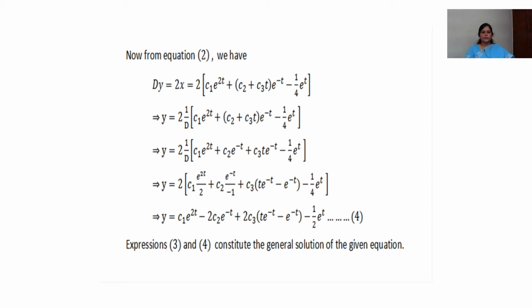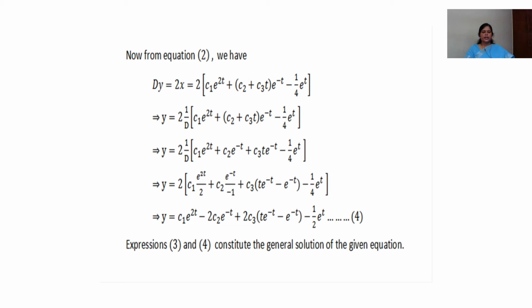So if you go for the simplification and remove the brackets, we'll get the first term is c1 e to the power 2t plus c2 e to the power minus t plus c3 t into e to the power minus t minus 1 by 4 into e to the power t. Now we have 4 terms in the function, so we are going to integrate one by one.